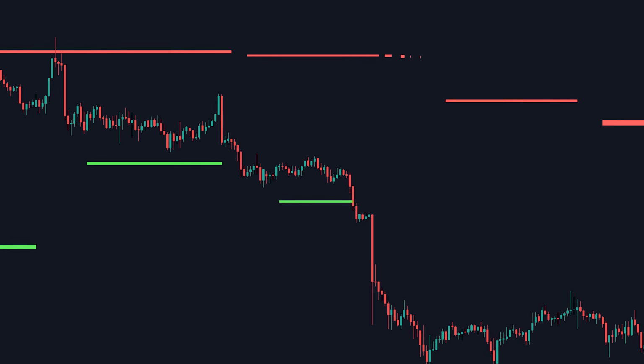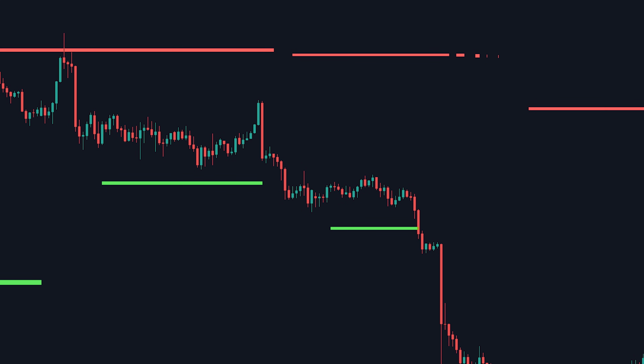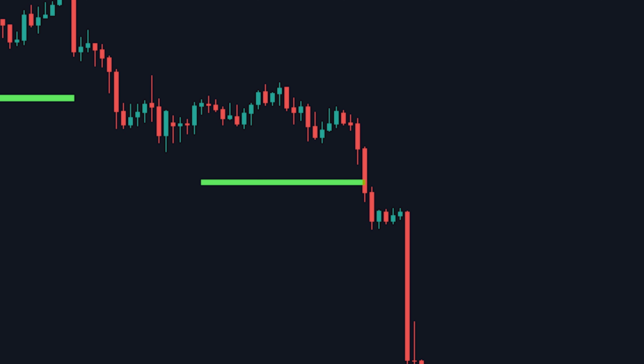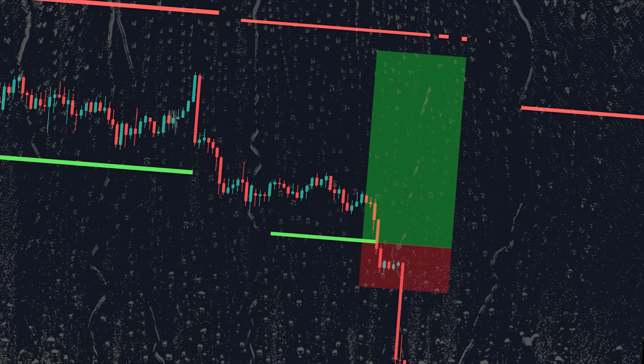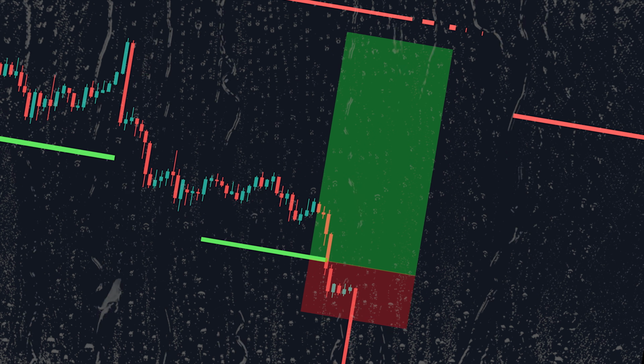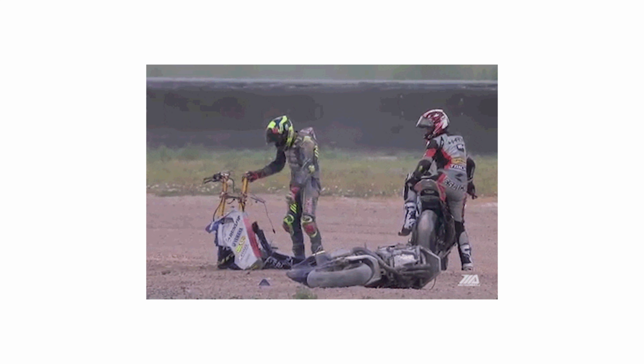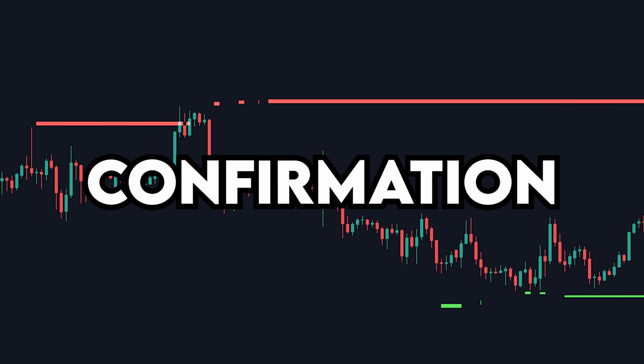But these order blocks aren't absolutely perfect. You are gonna have times where price breaks through the block like a slice of cheese, which would end up making this a losing trade. There is a way to solve this problem though, and the solution is confirmation.